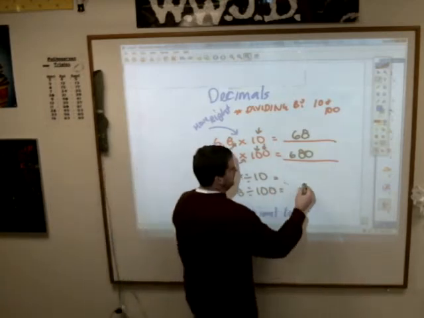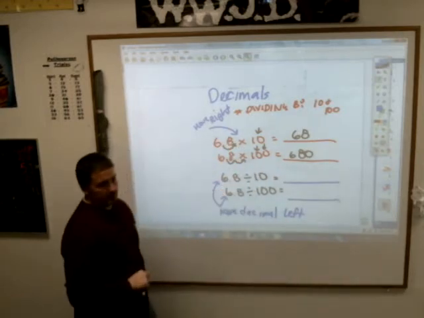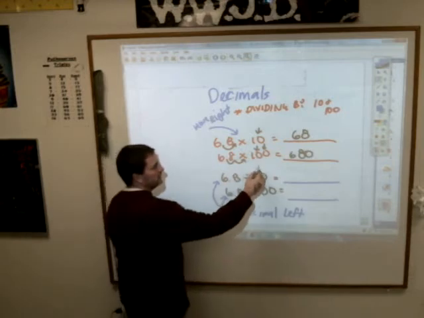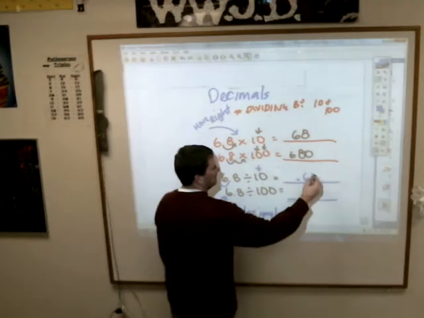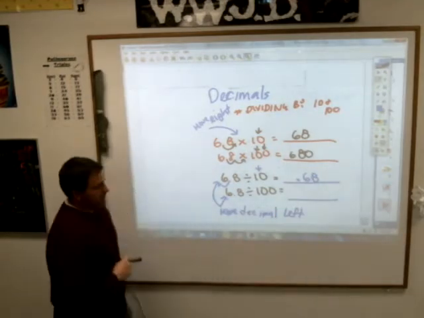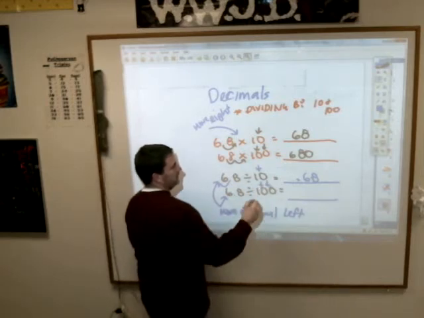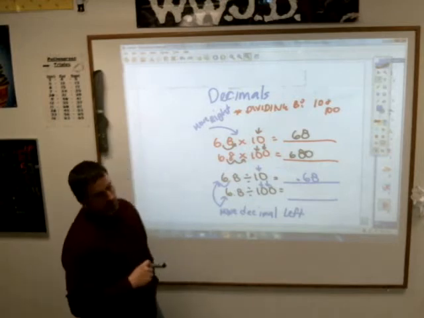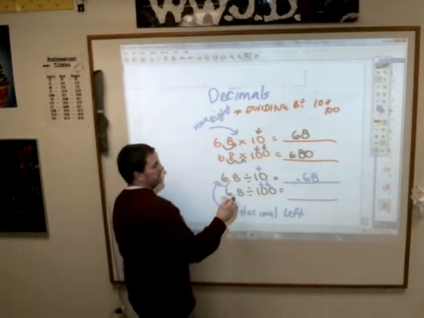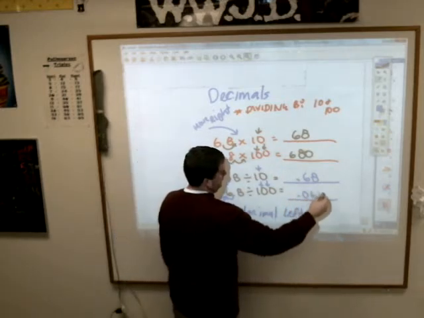So if you're looking at these two problems, 6.8 divided by 10, you just move the decimal one place backwards, and you get 0.68. And dividing by 100, you would move the decimal back how many places? 2 zeros, 2 places, but I only have 1 place, so I'm going to have to add a 0. So you end up at 0.068.